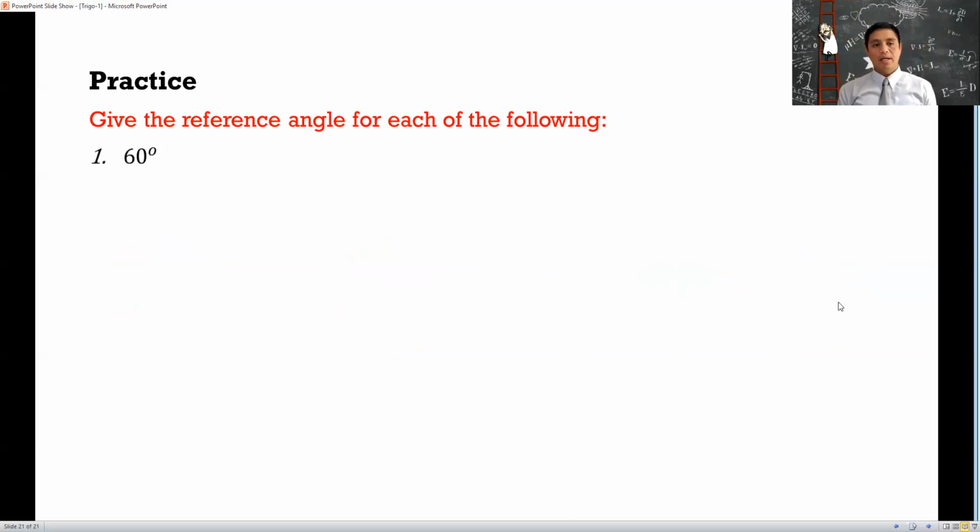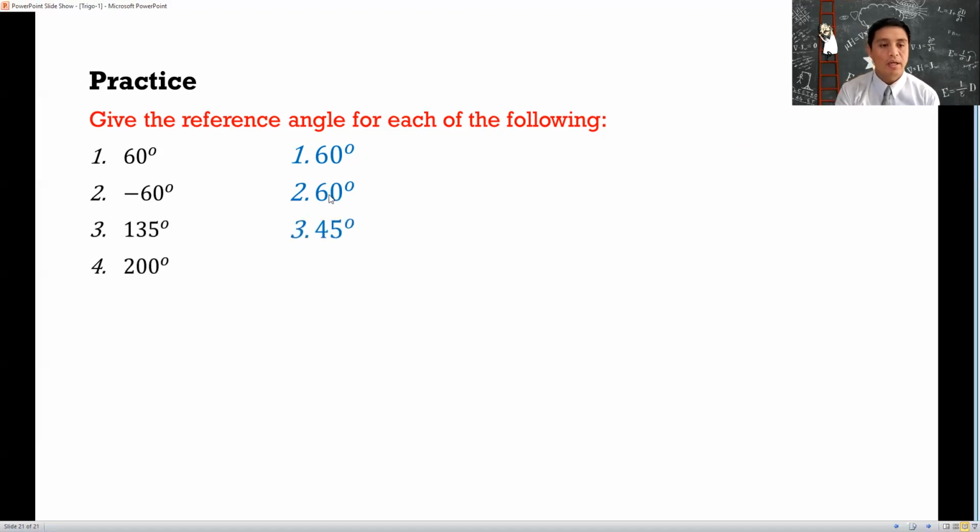Number 1, what is the reference angle of 60 degrees? Yes, it's 60, because it is already in acute angle form. So that's the answer, and it's positive. Number 2, how about negative 60 degrees? Yes, it's also 60. Simply change it to positive 60. Okay? Because 60 is acute, to make it the reference, make it positive.